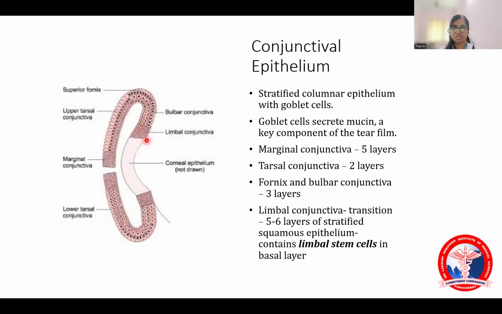At the limbal conjunctiva, the transition happens from stratified columnar to the stratified squamous epithelium of the cornea. One more thing is that the limbal basal epithelial cells have limbal stem cells. The limbal stem cells are responsible for regeneration of the corneal epithelium.